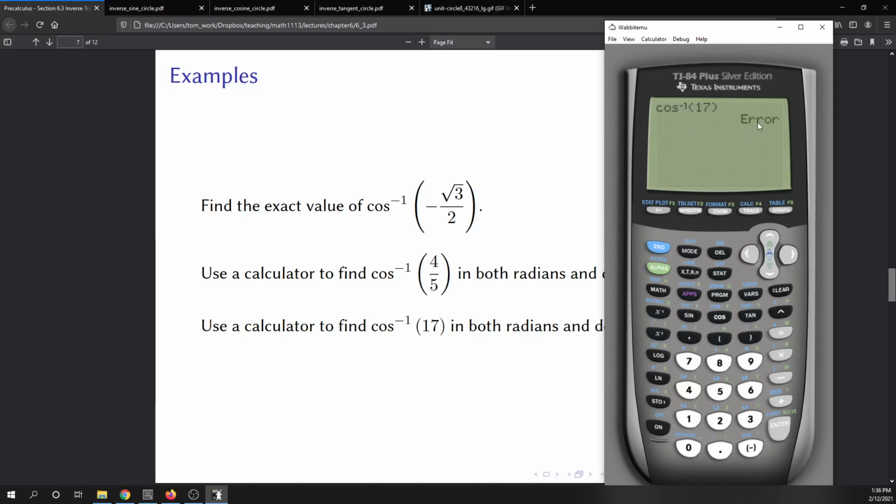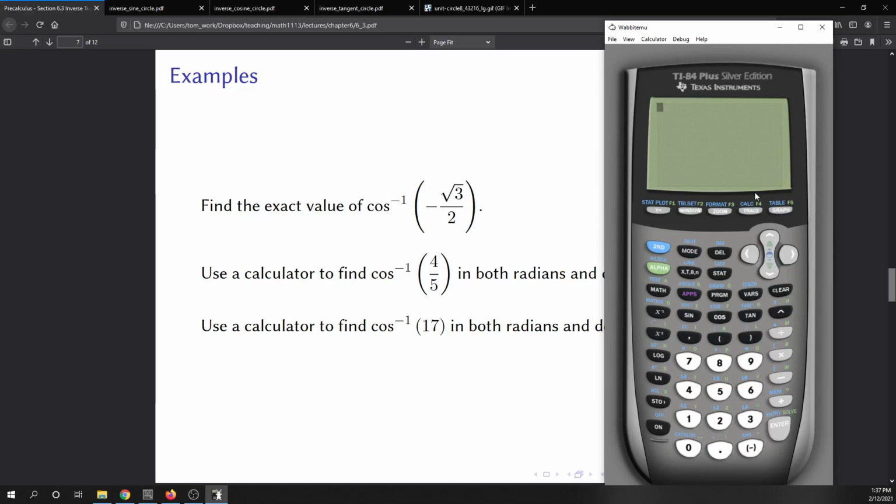Okay, so I get an error like this, and so now you know, oh, you can't take the inverse cosine of 17. Essentially, what it's asking is, what's the angle whose cosine is 17? Well, there's not one, right? Because cosine is always less than or equal to 1, greater than or equal to -1. So you can't have that.